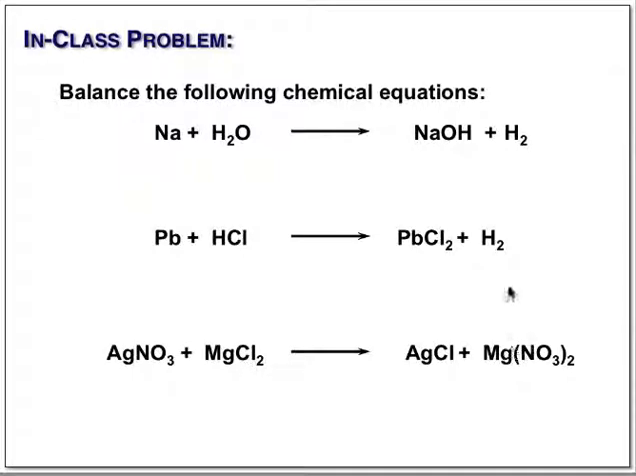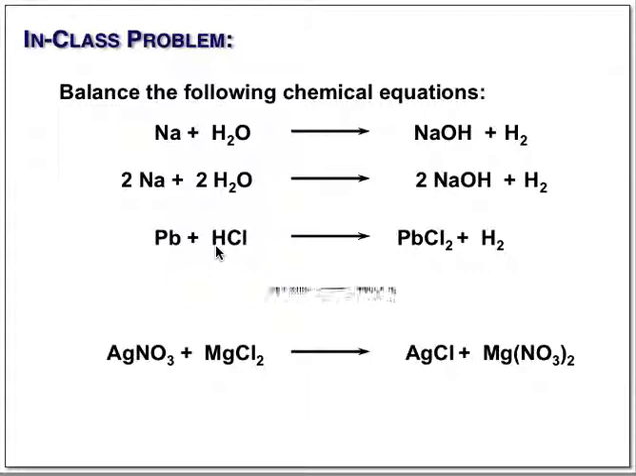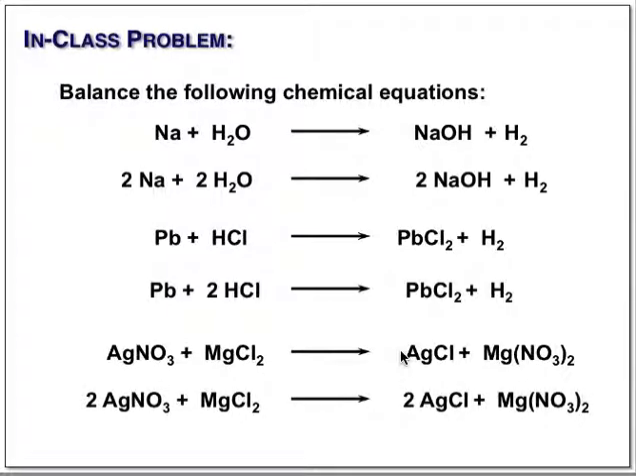We have 3 hydrogens on this side. We have 2 here, so we're going to have to double the number of moles of sodium hydroxide. That means we need 2 sodiums. Next, we have 1 hydrogen, we have 2. We're going to have to double the HCl. We have 1 nitrate here, we have 2 on this side, so we need 2 silver nitrates. Our magnesium looks like it turns out okay, but we put in 2 silvers here, so we need 2 silver chlorides, and I think that works.